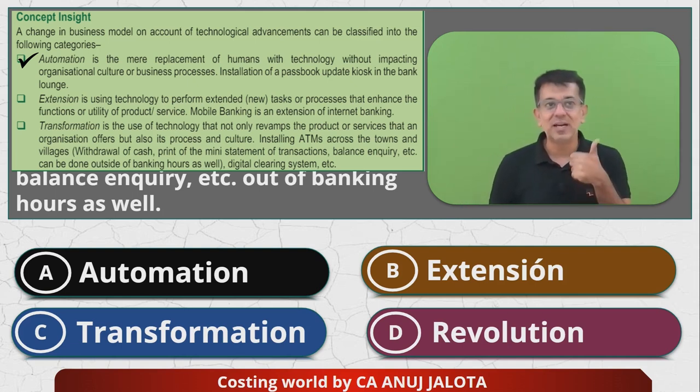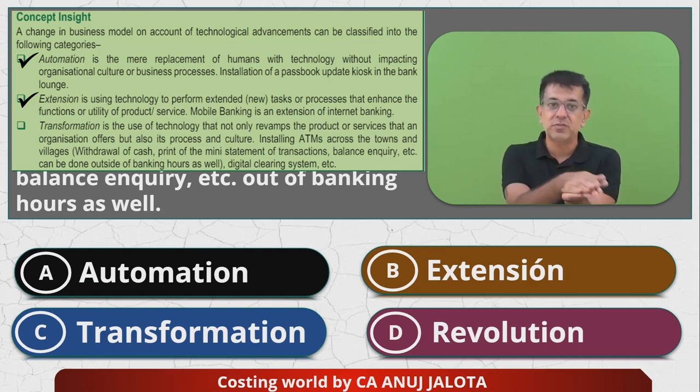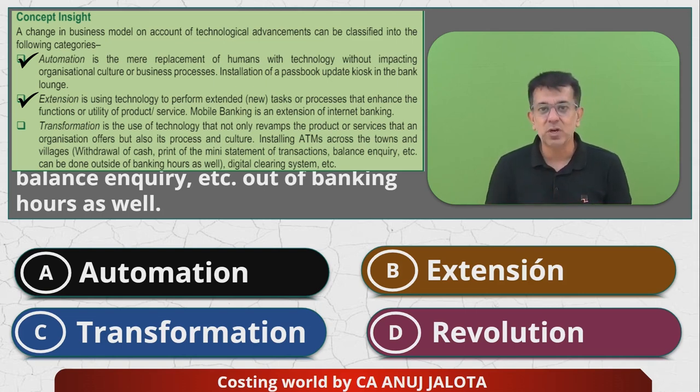So that is automation. Extension is that we try to use technology to do new tasks. Mobile banking is an extension of internet banking. Internet banking came first. New features were added. It became easier for us to use the phones rather than the laptop. That is extension of technology. And then you have transformation.